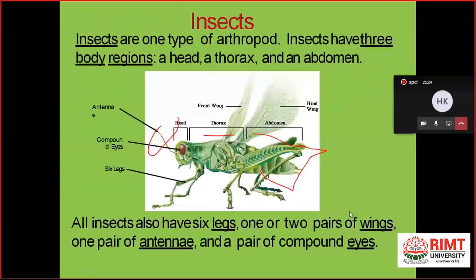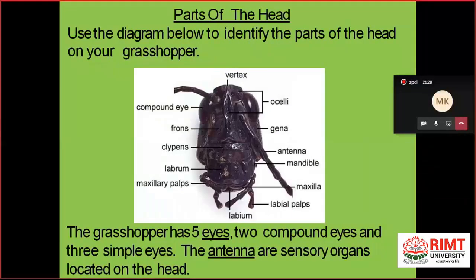I hope that you guys found this video useful to look out for different parts of the grasshopper's morphology. This was all about the morphology of the grasshopper. There are spiracles also present on the abdomen of the grasshopper, but the spiracles are not shown in the picture in the video. So let us come to the parts of the head.